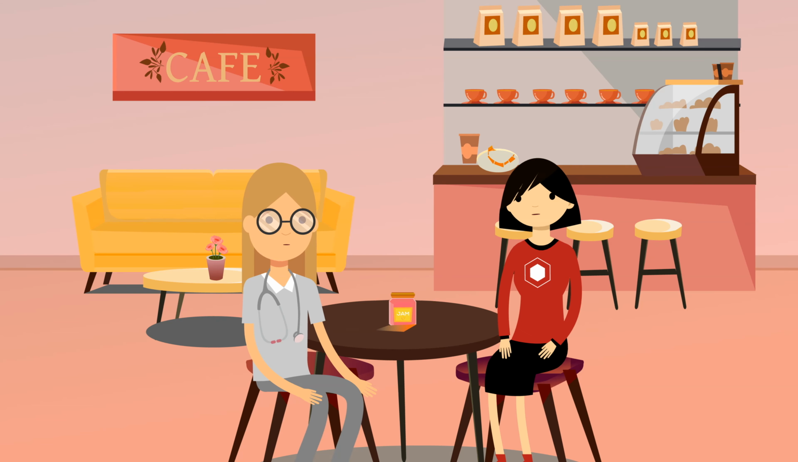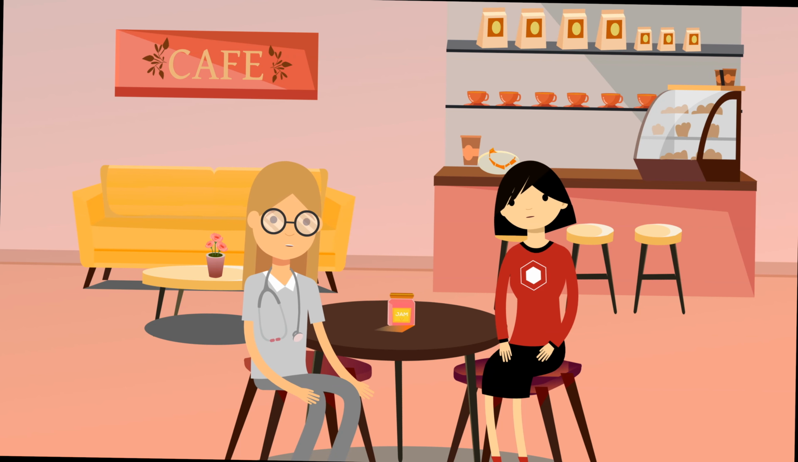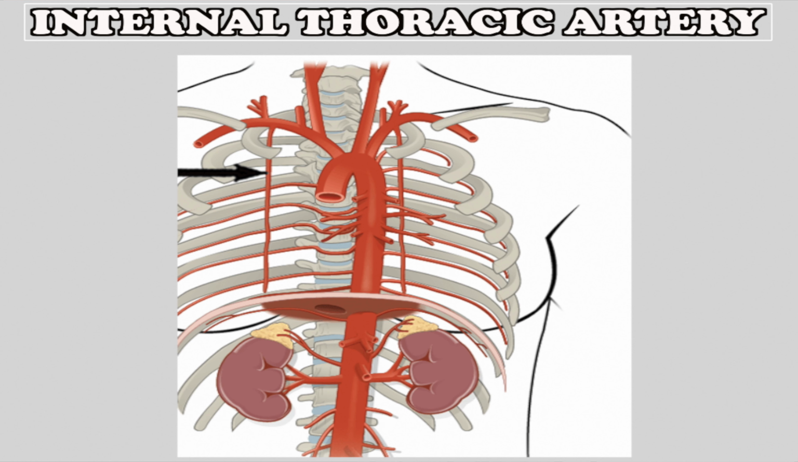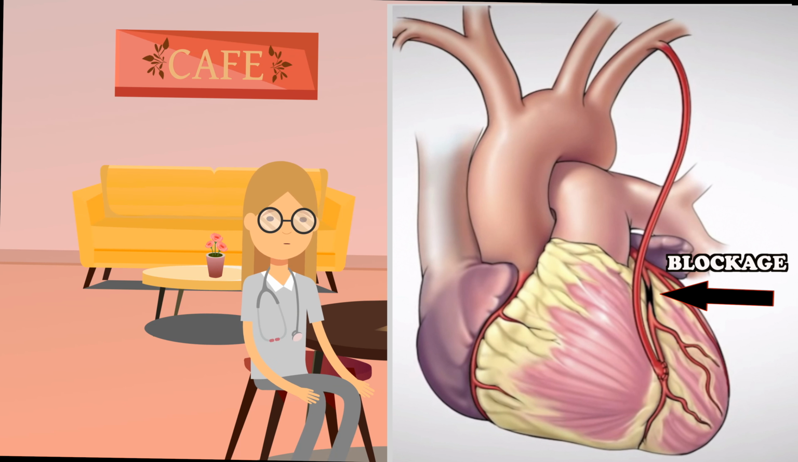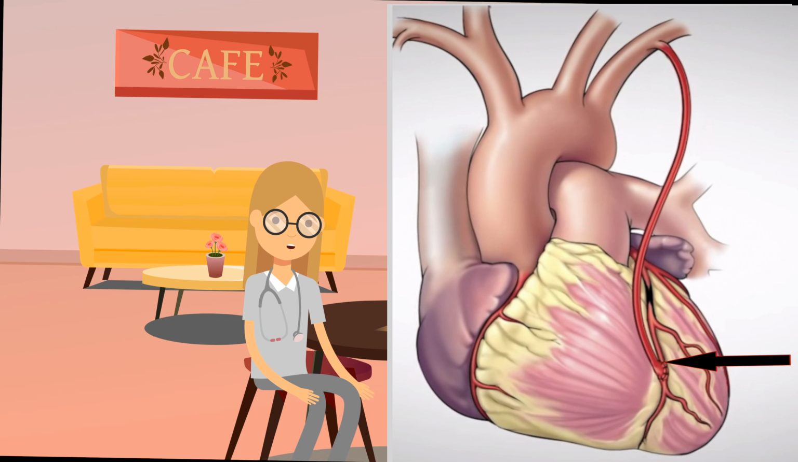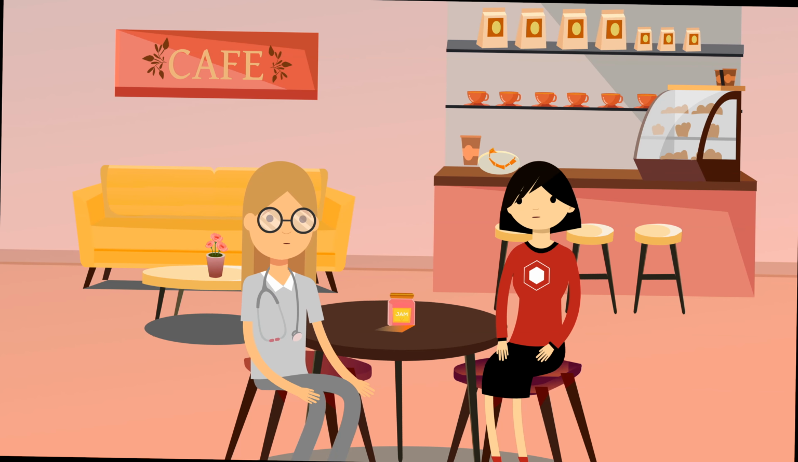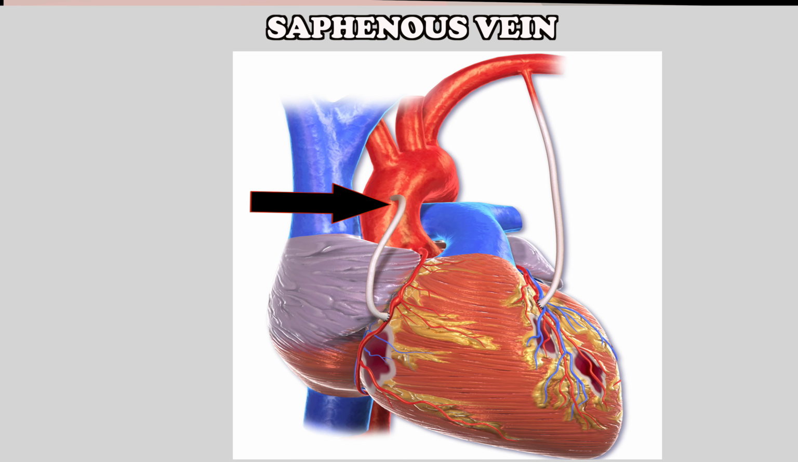How does the surgeon attach the graft to bypass the blockage? If the surgeon will use the internal thoracic artery graft, he will leave the upper end attached to the subclavian artery and divert the lower end from your chest wall to your coronary artery, just beyond the blockage. The surgeon will then suture the graft into place. For the saphenous vein graft, the surgeon will suture one end to the aorta and the other end to the narrowed artery just beyond the blockage.